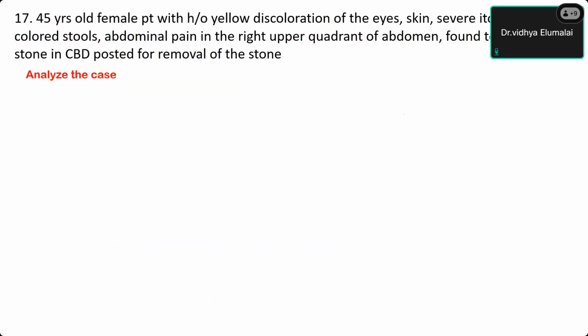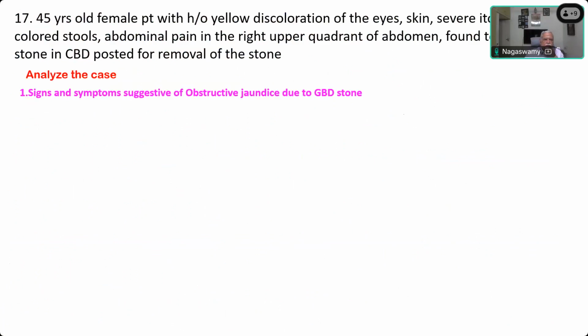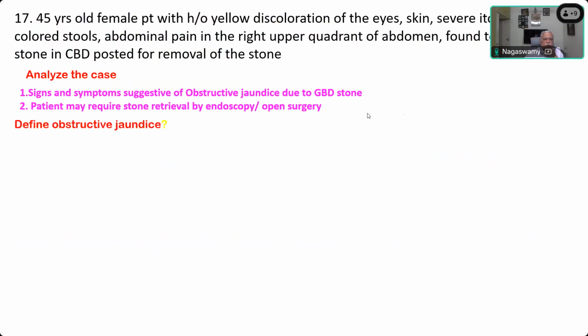Sir, the history is suggestive of obstructive jaundice because of the gallstone. Very good. Signs and symptoms suggestive of obstructive jaundice due to a gallbladder stone. Then the patient may require stone retrieval by endoscopy or open surgery. Okay, that is the procedure that has to be done.